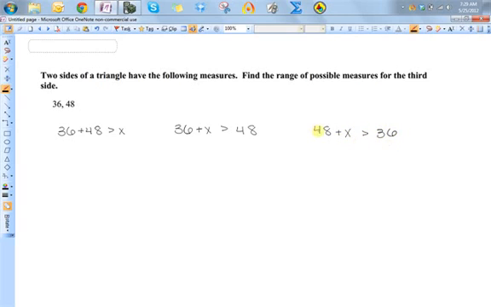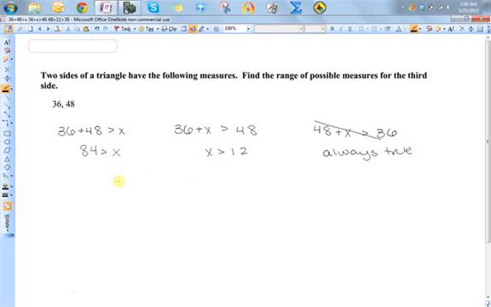Well, this is always going to be true for any value of x, since x has to be positive because it represents the length of a side. So this is always true, so we don't need to use this one. Okay, but we will use these two. This one is 36 plus 48, so it says 84 needs to be greater than x. And this one, if I subtract 36 from both sides, I'll get x needs to be greater than 12. Okay, so 84 is greater than x, and x is greater than 12.